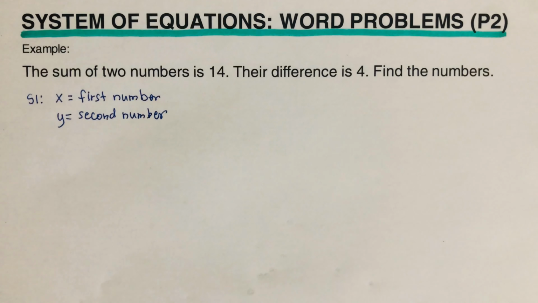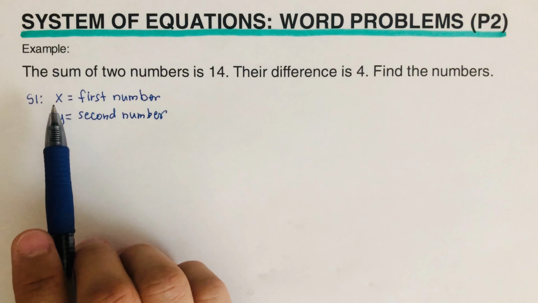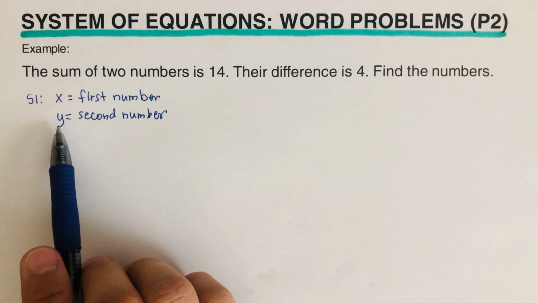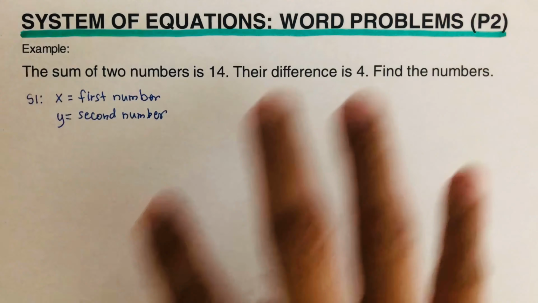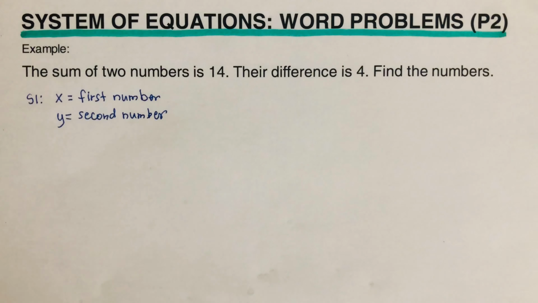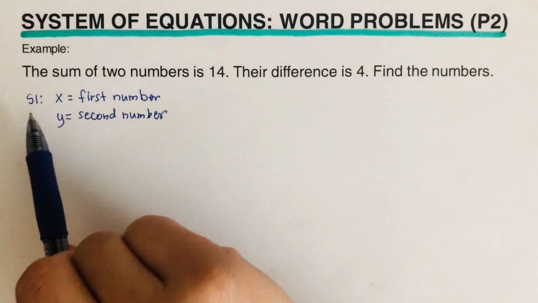Okay, so in this solution that I have here, I use letter X as my first number and letter Y as the second number. Now, we can use any variable. It doesn't really matter. These are just letters that we assign to a certain number that can be solved in here. But again, these are variables, so you can use any letter. Now, that's the first step.